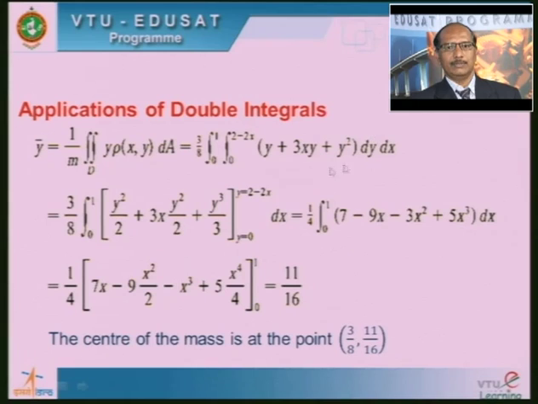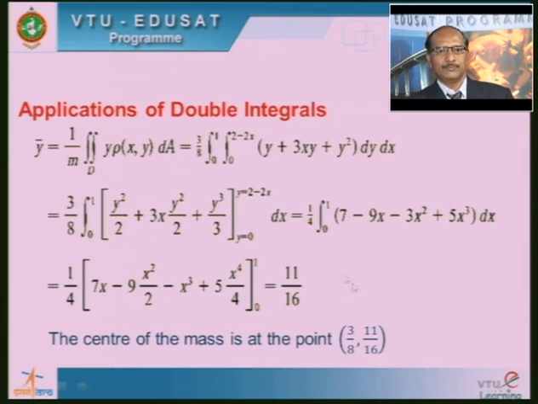First integrating with respect to y here: the integration of y is y square by 2, plus 3x into y integration is y square by 2, plus y squared integration is y raised to 3 divided by 3, putting the limits 0 and 2 minus x. So, this simplified to 7 minus 9x minus 3x square plus 5x cube.